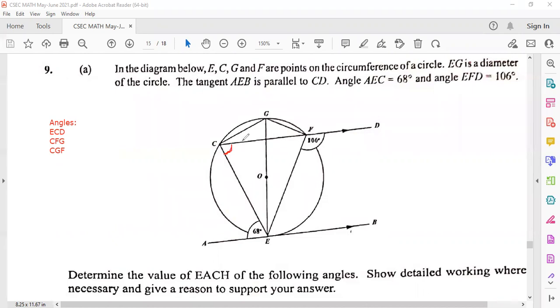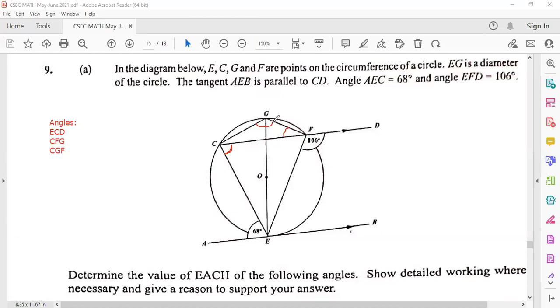They want angle CFG. Start at C, go off to F, and then up to G. So that's this angle here. And they want angle CGF, from C to G, and then from G to F. That is all of this angle right here.